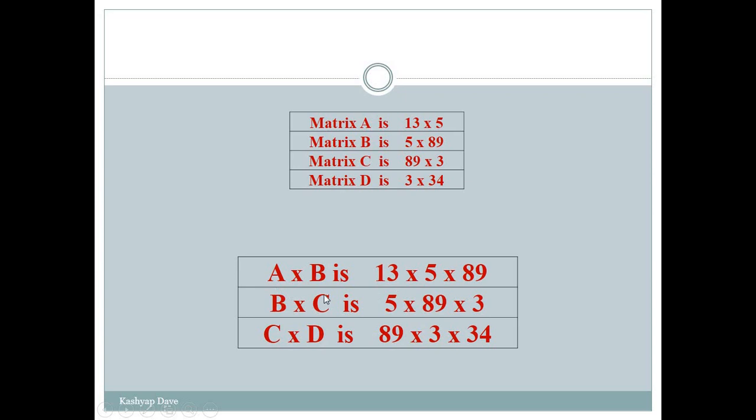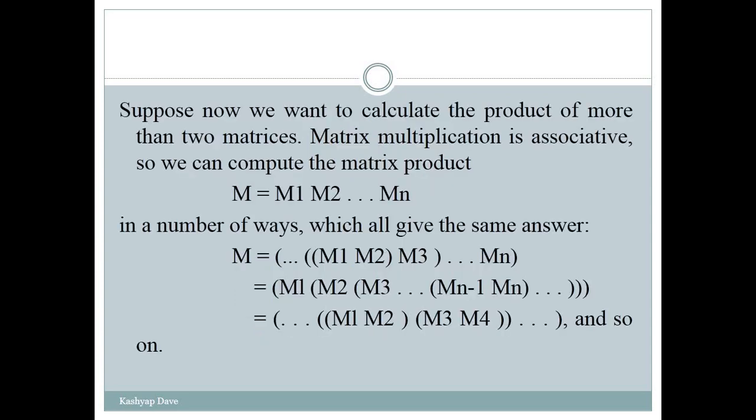Okay, so this is the matrix multiplication, and these are the conditions for matrix multiplication. Now suppose we want to calculate the product of more than two matrices. If we have matrices M1, M2 up to Mn, then our resultant matrix M will be the result of M1 into M2 into up to Mn.